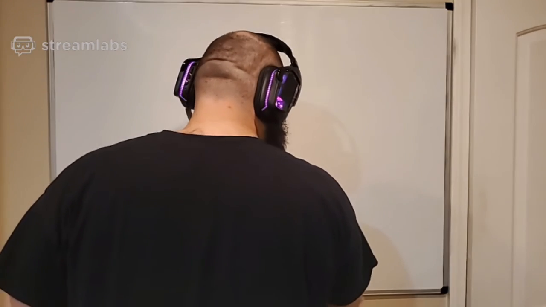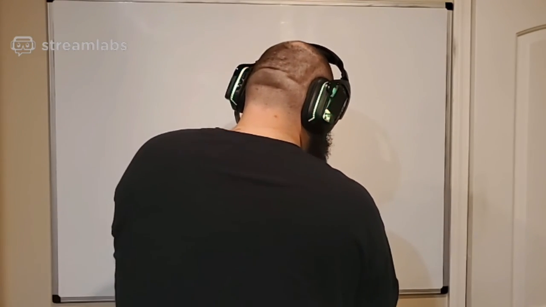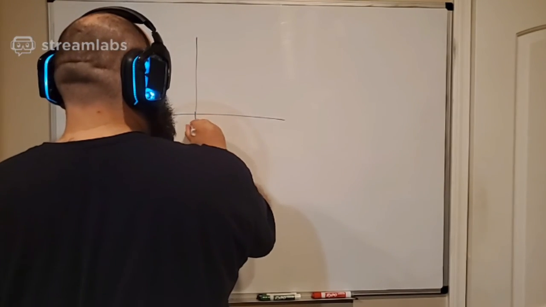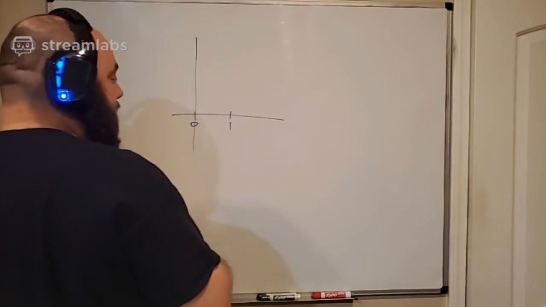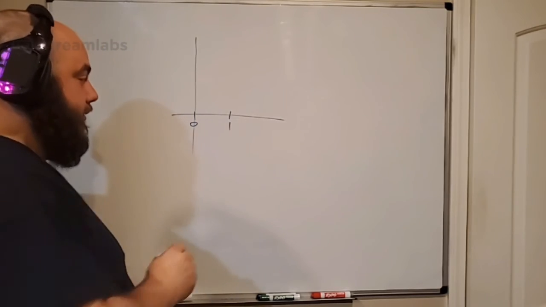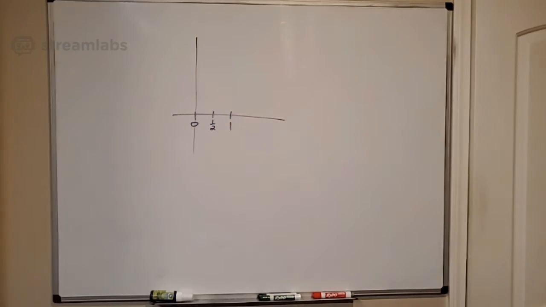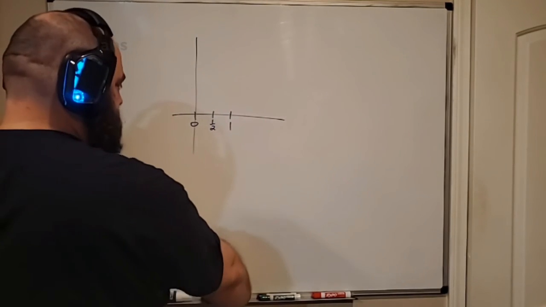So if I'm going from 0 to 1, and I want two rectangles, well, the first thing I'm going to do is break it into 0, 1/2, and 1. Now, what points am I going to use for my rectangles if I'm doing a midpoint Riemann sum?